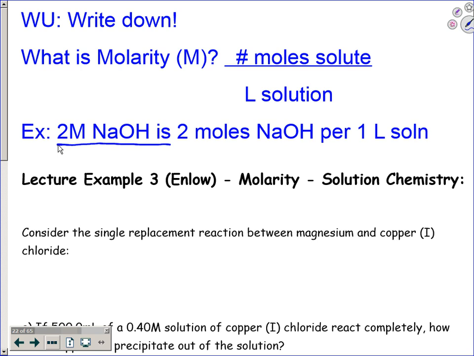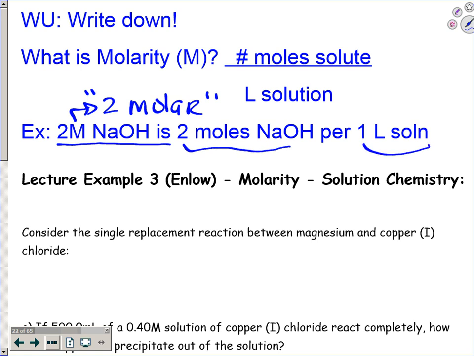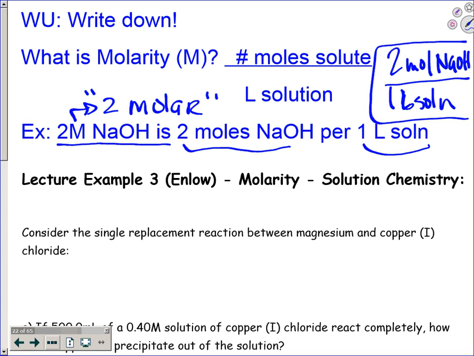So if I say 2 molar sodium hydroxide, what that means to you is that the ratio within that mixture is composed of 2 moles of sodium hydroxide in 1 liter. So I can write it like this. I can say 2 moles NaOH per 1 liter of solution. And that to you is a fraction, right?